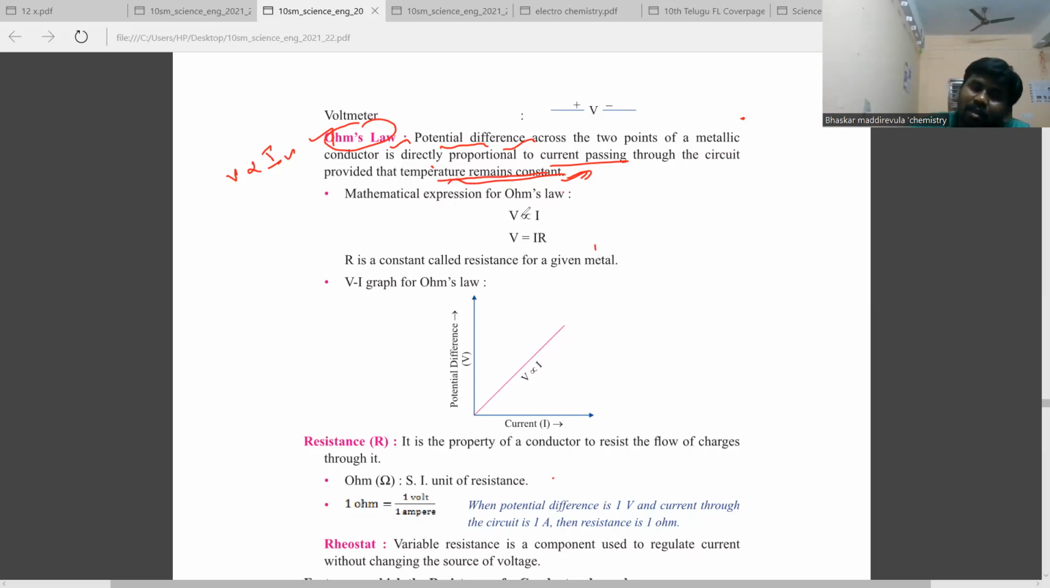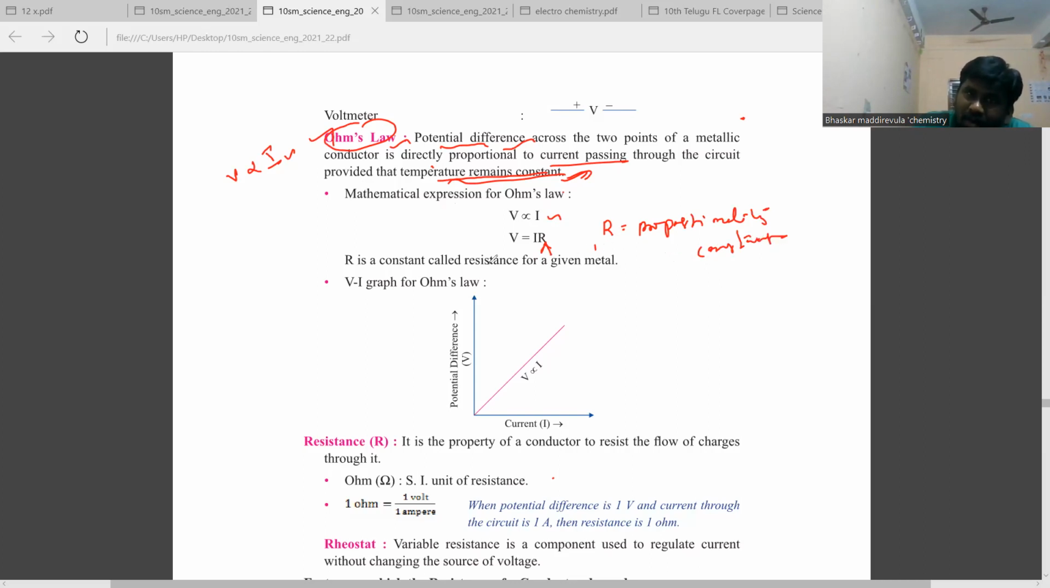Mathematically, the potential difference V is directly proportional to the current I. To remove the proportionality sign, I introduce one proportionality constant, that is R. Here R is the proportionality constant.